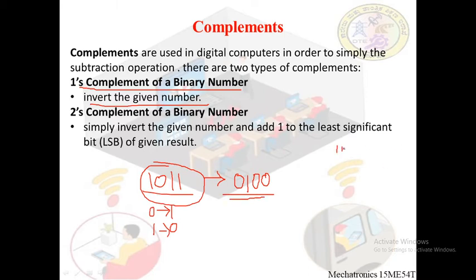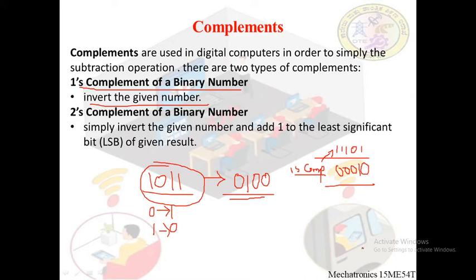Let us say I want to convert this number. Let us find out the ones complement of this number. 1 will become 0, 1 again will become 0, 1 will become 0, 0 will become 1, 1 will become 0. This is the ones complement of this number. So it is very easy to find out the ones complement of a given binary number.